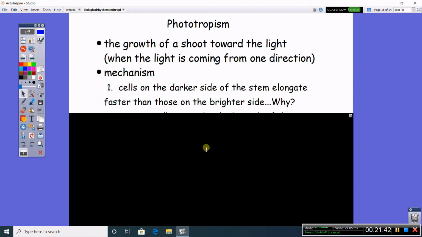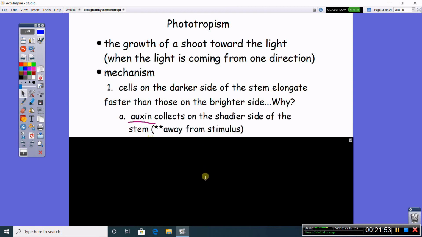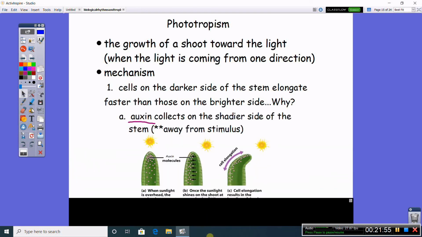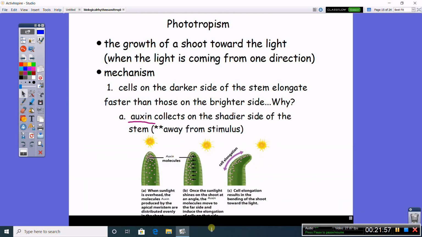So cells on the darker side of the stem elongate faster than those on the brighter side. What causes them to do this? That hormone auxin. Okay, so we'll learn about plant hormones. I want to say that that's probably Friday. That's a pretty big day.